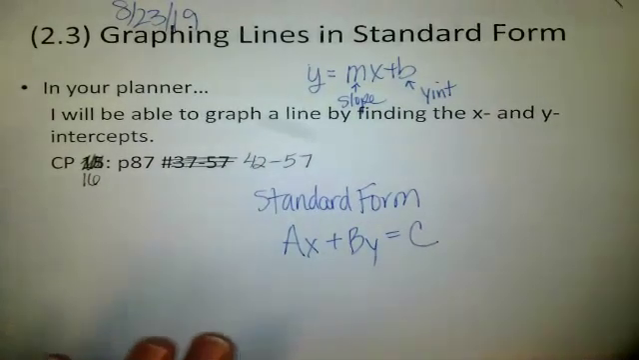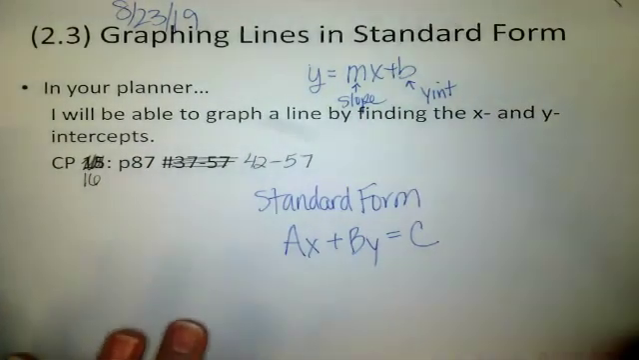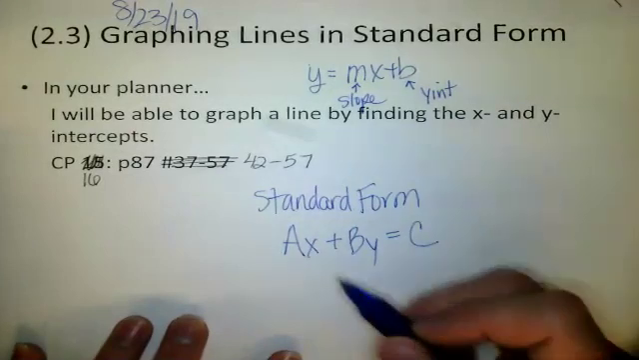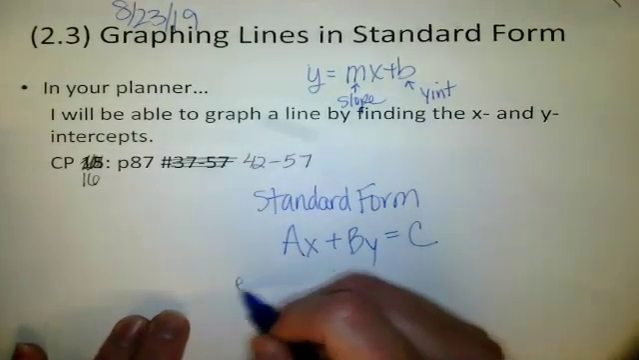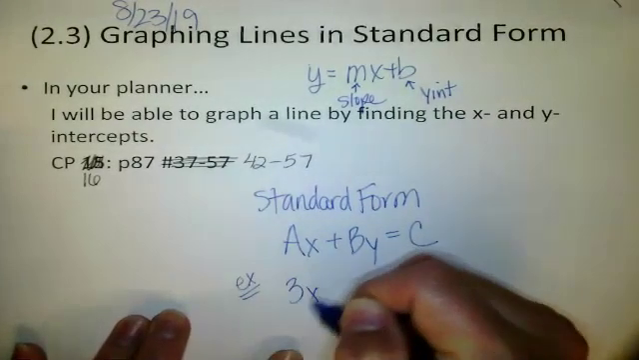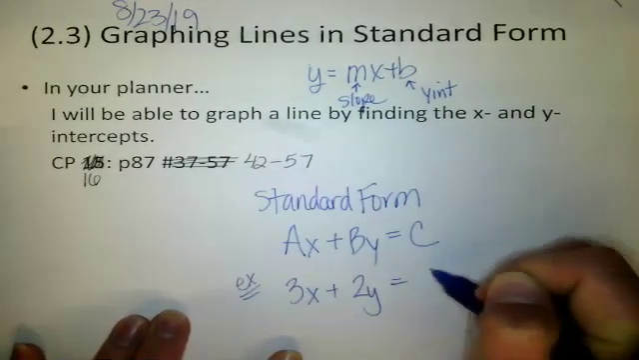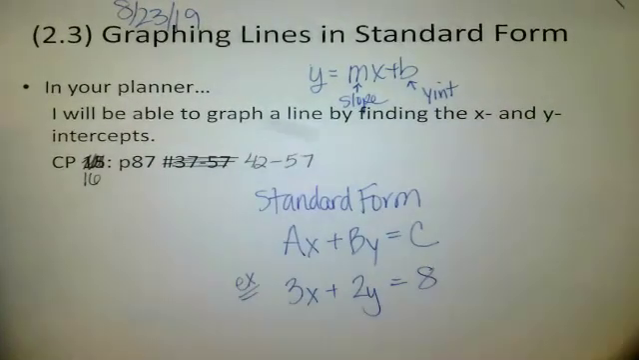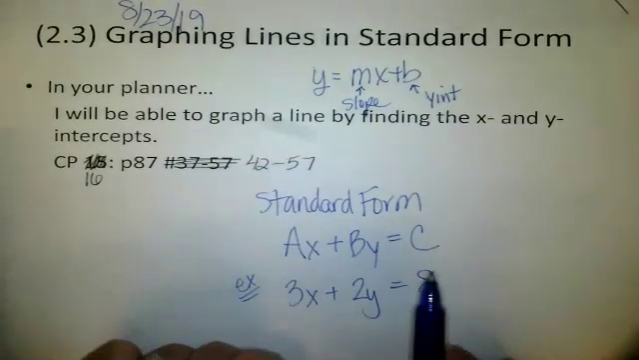This is math. I hate math rules. This is the math form. But an example would be something like 3x plus 2y equals 8. So here's an example of a linear equation in standard form. What do you notice about standard form?